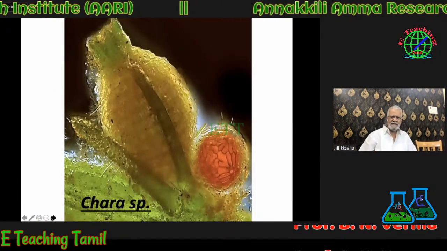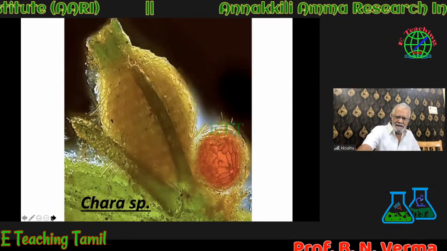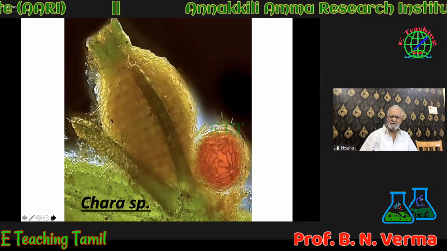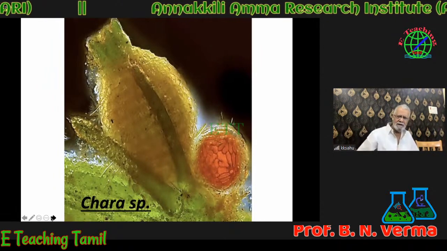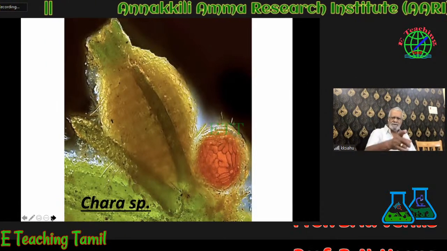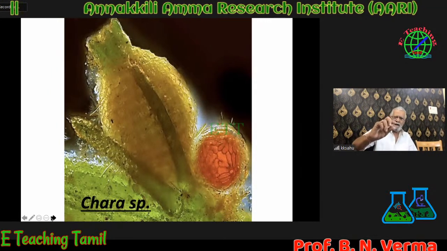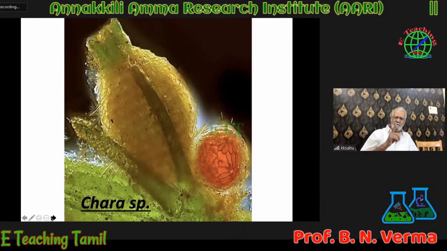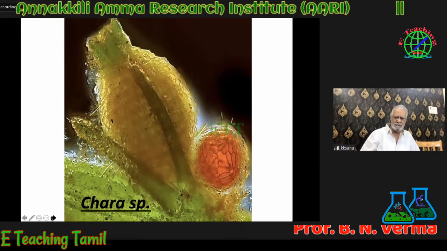This is again Chara, showing the multicellular nature of the antheridium, that is the globule. And just see the tube cells around the egg and the upper corona cells, which are arranged in one tier. You will see this tier. Corona cells number ten in two tiers, bicellular corona cells in the case of Nitella.